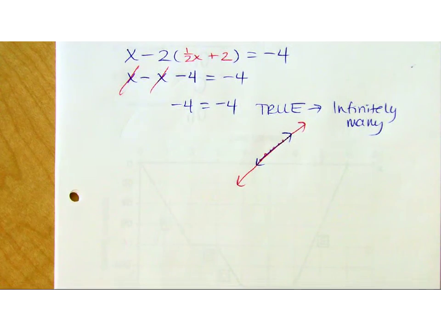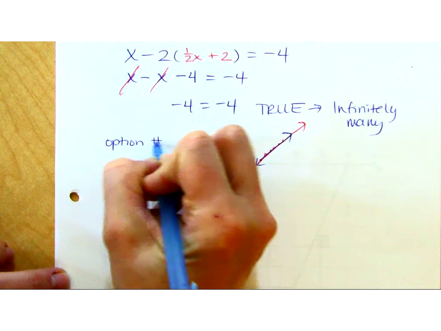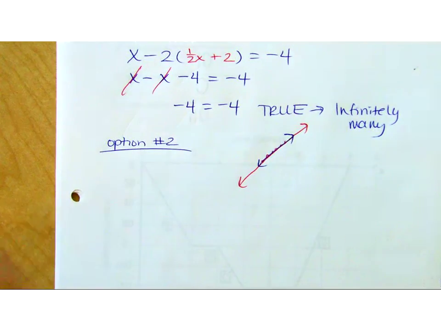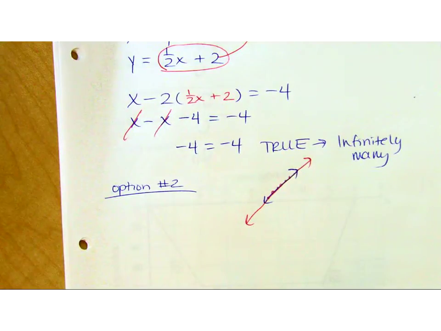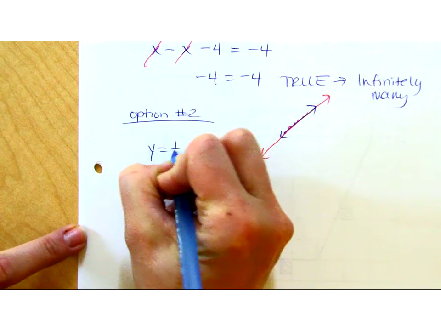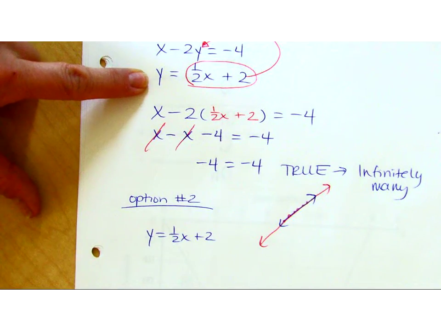We solved it with a method. What's option 2? Solve them both for y. Hey, what does that mean? If they're parallel, they have the same slope but different y-intercepts. If they're the same line, we better expect what to happen? Same slope and same y-intercept, same everything. But guess what? This first one's already solved for y, so we're good. We didn't even need to solve it for y. It was given, solved for y.